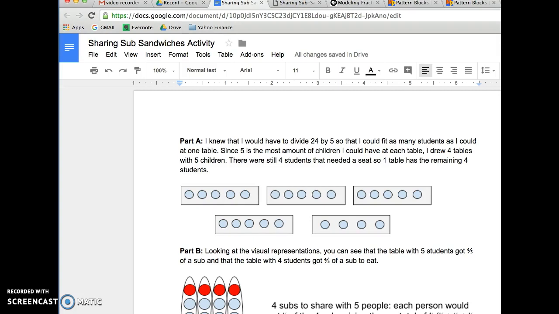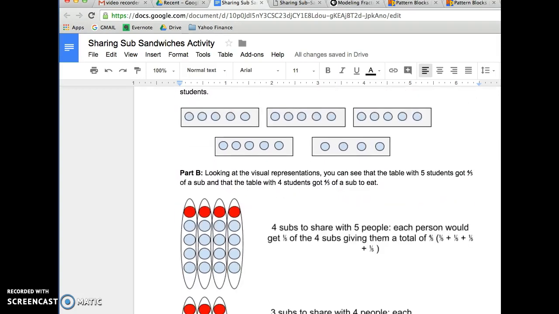Part B asked what would happen or what it would look like if each table received 1 less sub sandwich than there are people at the table. So for the tables with 5 students, all 5 students would have to share 4 subs. In this representation, I drew out my 4 subs and split each sub into fifths, and each person would get 1/5 of each sub, giving them a total of 4/5.